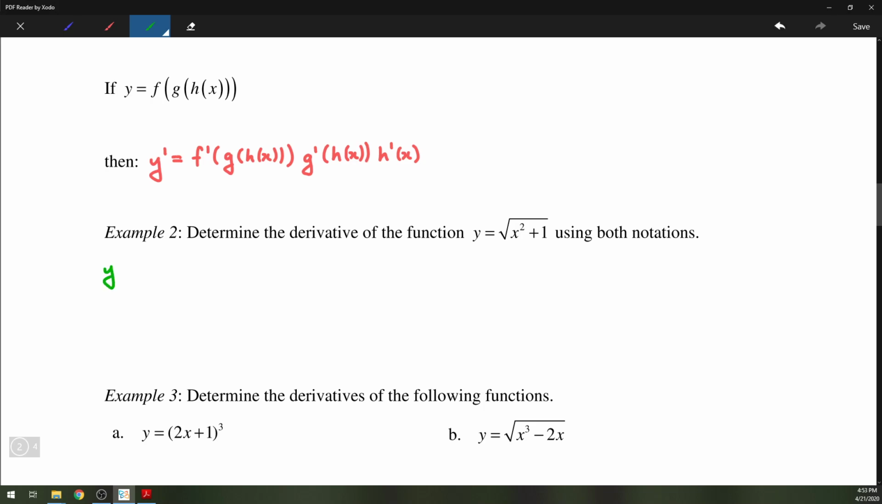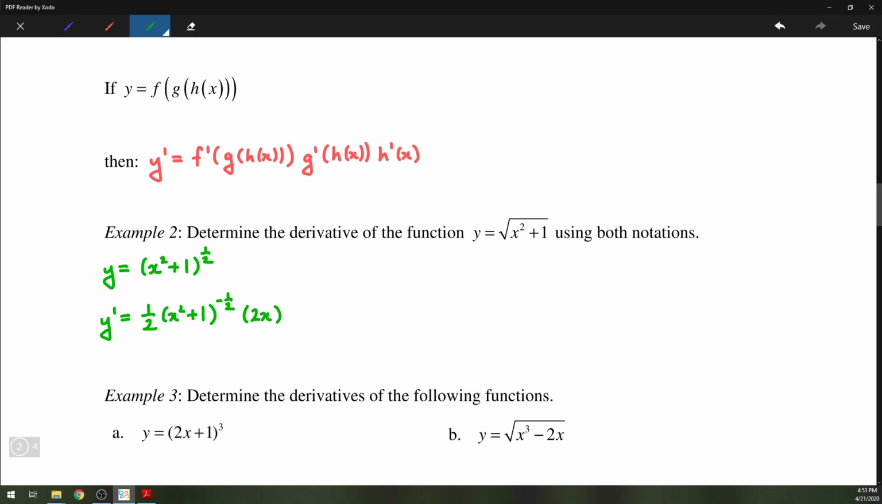So y equals x squared plus 1 to the 1/2 power. We're going to take the derivative of that 1/2 power, so that would be 1/2 and then x squared plus 1 to the negative 1/2. And then the derivative of x squared plus 1 is 2x.